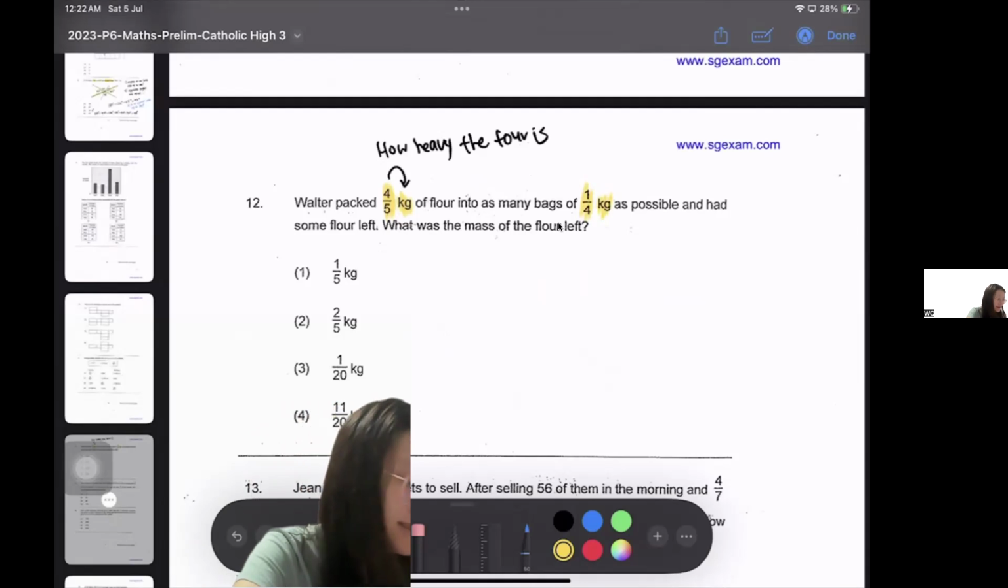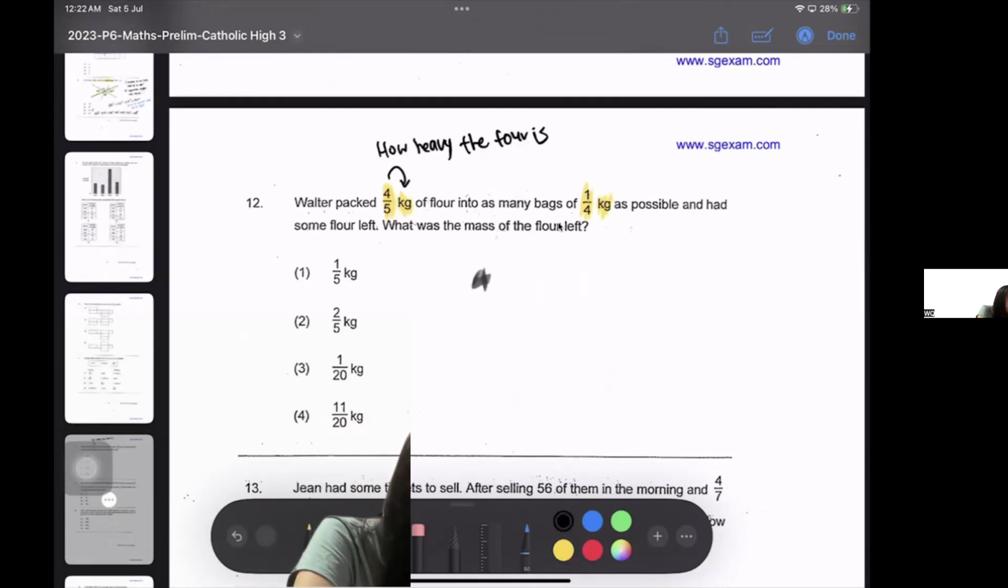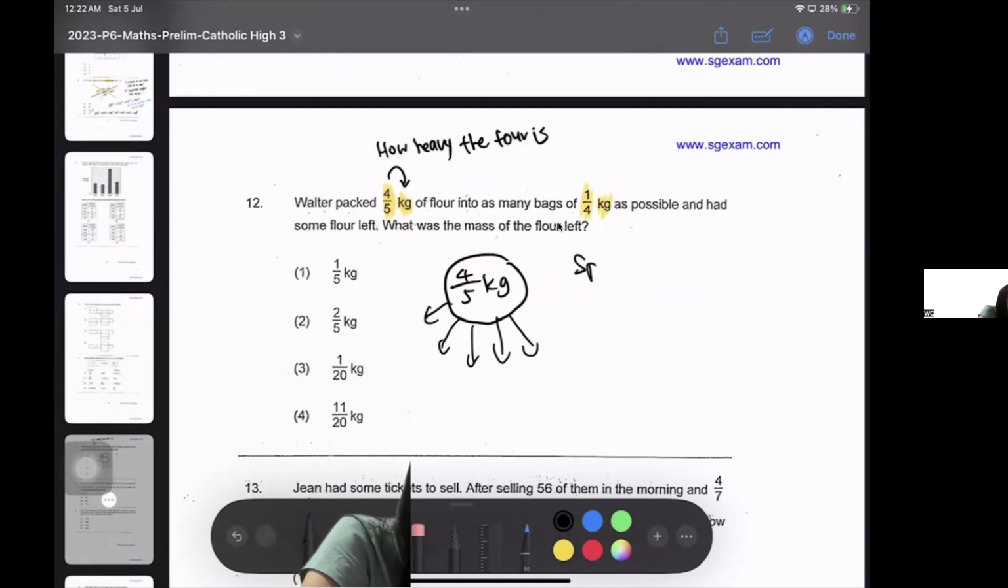So what Walter did is he took 4/5 kg of flour and he packed it into bags. Imagine the flour is this heavy, 4/5 kg, and he packed it into many bags. So this is a division question. You are splitting them up, and splitting up means division. And each group, inside of each bag, he put 1/4 kg. But you don't know how many bags he has.